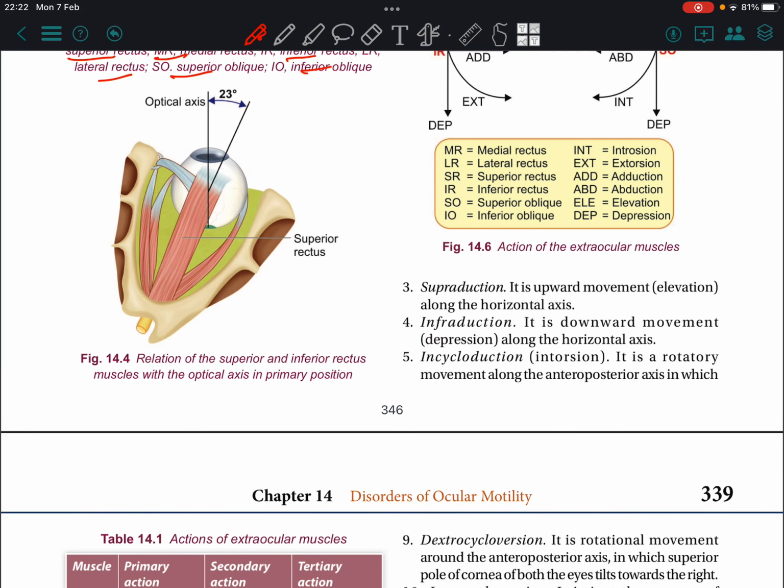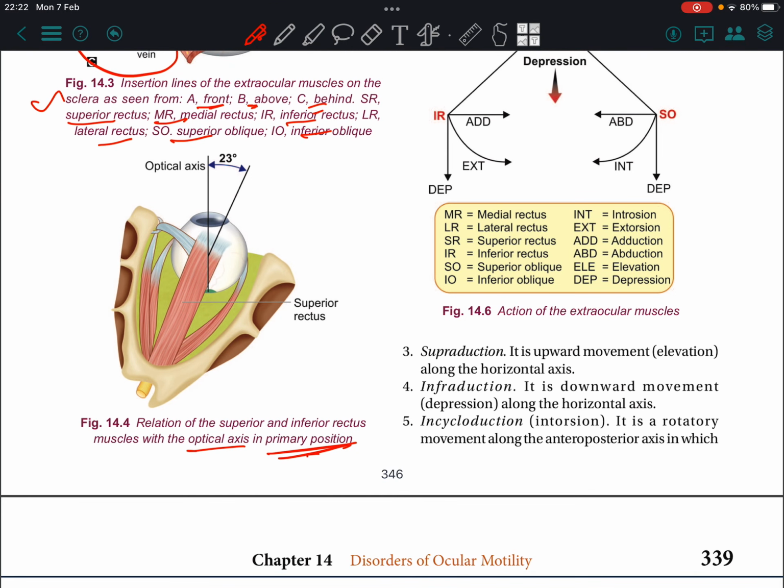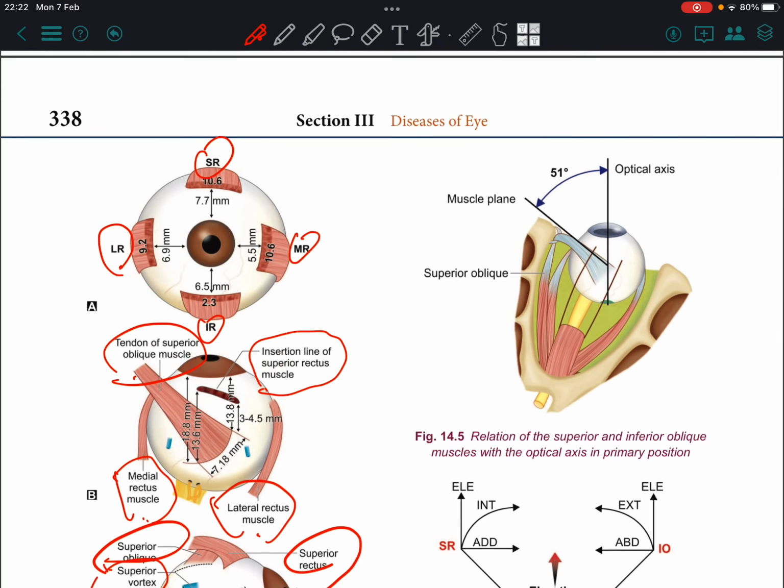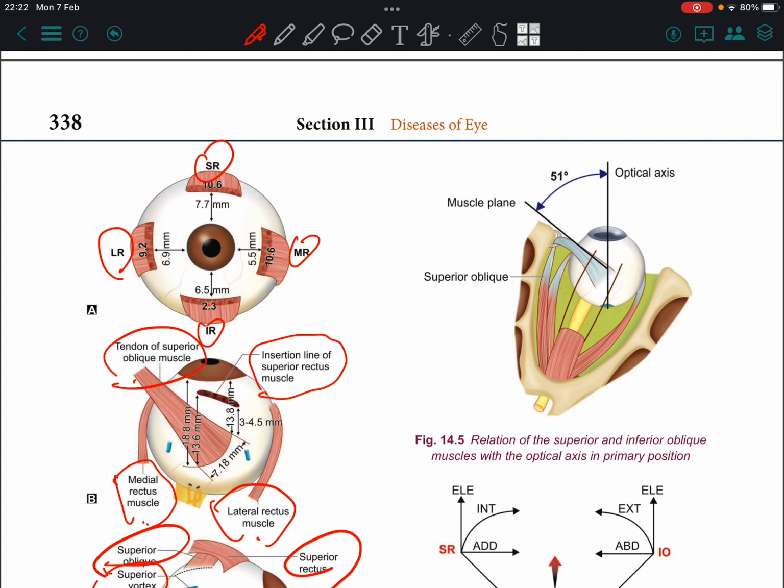Relation of the superior and inferior rectus muscles with the optical axis in the primary position. This one is the optical axis, and 23 degrees to the superior rectus. Relation of the superior and inferior oblique muscles with the optical axis in the primary position: superior oblique muscle, muscle plane 15 degrees to the optical axis.